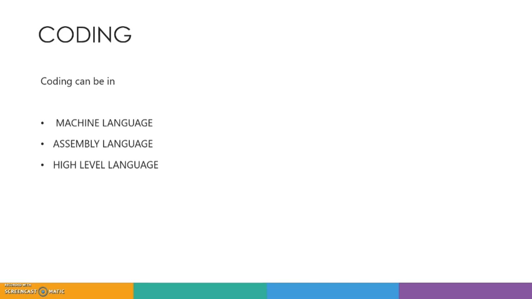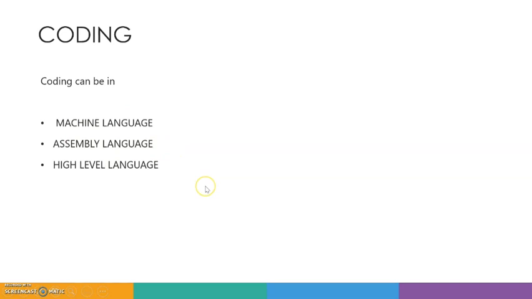The next type of coding is called assembly language coding. We write the code in hex format, which is called assembly language. The hardware specific, or processor specific, type of coding is called assembly language coding.